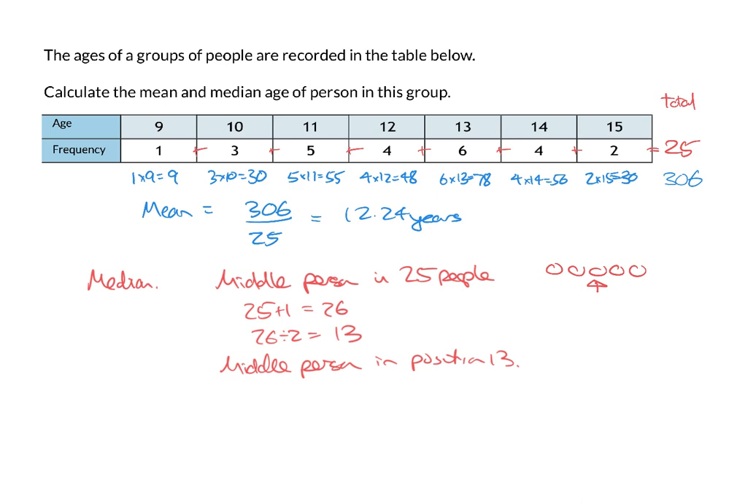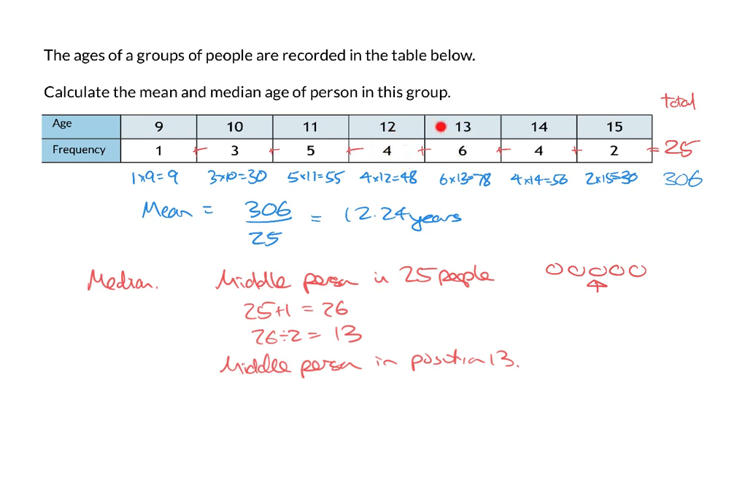So how do I get there? Well, I count. I count my way through to find the middle person. So if they were all lined up in order, I'd have one person aged 9. Then 3 people aged 10. So I've gone past 4 people. The next 5 people are 11, which means I've gone through 9 people. Still haven't got to the 13th person. The next 4 people are 12. Well, that's now 13 people. 4, 9, 13. So the 13th person is 12 years old.